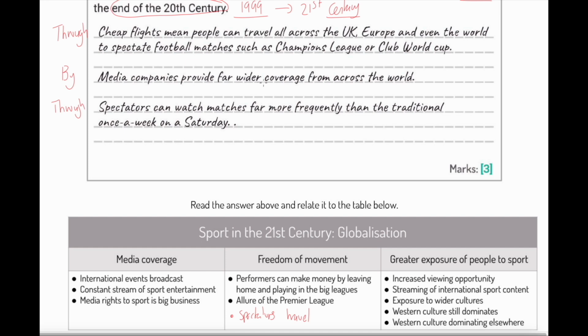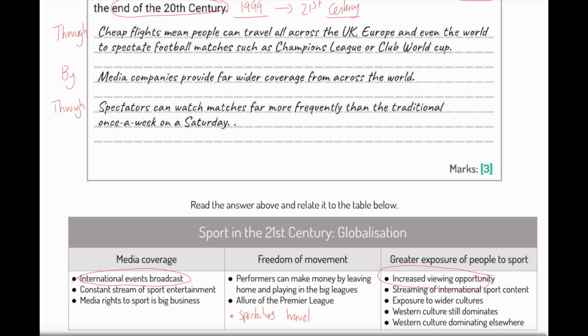We've got media companies provide wider coverage from across the world. So we've got the idea there, here, international broadcast events there. We've got spectators can watch matches far more frequently than the traditional once a week on a Saturday. So we've got the idea here of increased viewing opportunity.